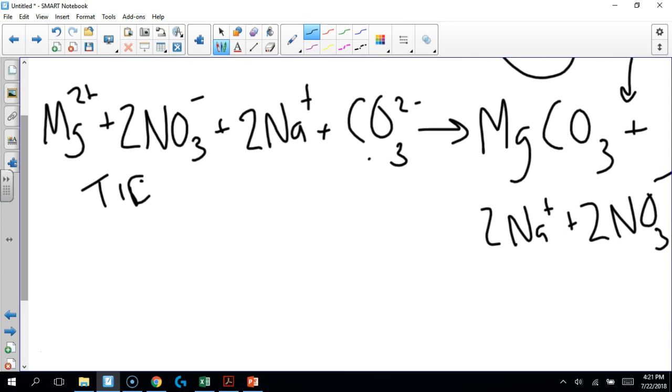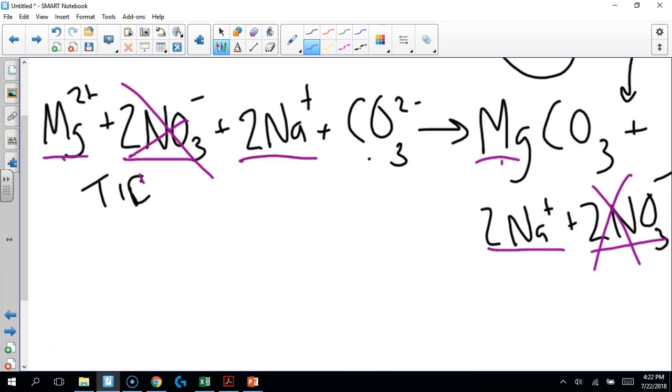Now from the TIE, that's kind of like our work to get to step 3, which is our net ionic equation. We're going to cancel out anything that stays the same. So let's see here. Here's Mg, here's Mg, but here it's an ion, and here it's part of a compound. So that's different. That has undergone a chemical change. Now look at this. Here's 2NO3 minus, here's 2NO3 minus. These guys are just watching the reaction happen. They're not participating in it. And the same is true here. 2Na plus, 2Na plus. So we're going to cross those guys off.